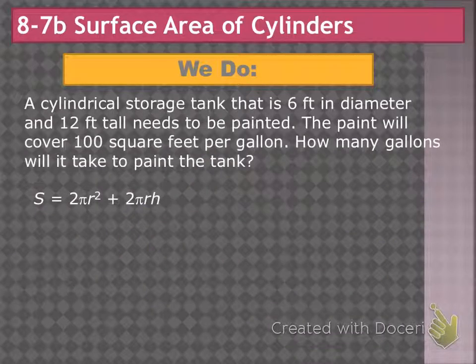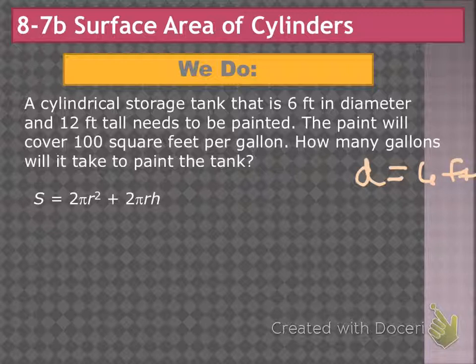Let's look at another one here. A cylindrical storage tank that is 6 feet in diameter. So let's just go ahead and write that down. Diameter equals 6 feet. And 12 feet tall, so the height is 12 feet. Needs to be painted. The paint will cover 100 square feet per gallon. How many gallons will it take?